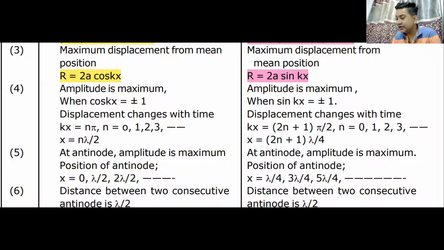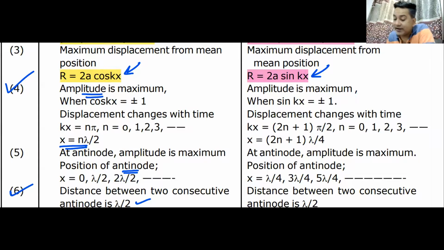Well then, continuing on with the previous equation that I have given you, the amplitude in the yellow equation is 2a cos omega t, and the amplitude in the right equation is 2a sin omega t. What difference does it make? When the amplitude is maximum, that point is known as antinode. Do we understand this? Yes, sir. Here the antinode happens at n lambda by 2. Distance between two antinodes is always lambda by 2.